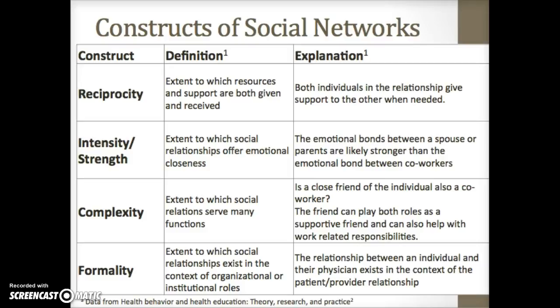Next is intensity and strength. These show the extent to which social relationships offer emotional closeness. The emotional bonds between a spouse or parents are likely stronger than the emotional bond between coworkers.